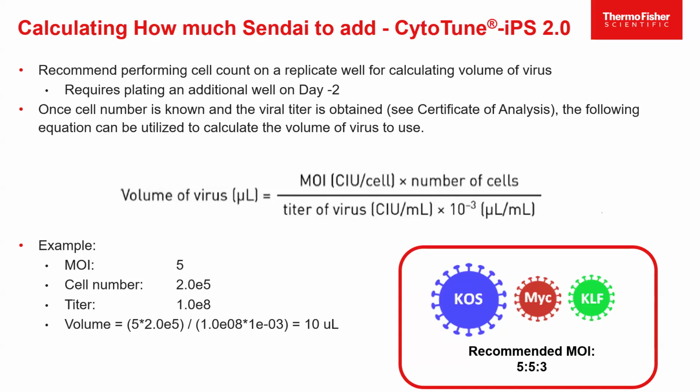Correct. Yeah, correct. For the most part, we try to keep at least the ratio the same, particularly for the KOS and the c-Myc. Sometimes the KLF4 vector can be manipulated or optimized a little bit further as well. But I will say, Tom, you brought up a really good point of why do we sometimes change or deviate from the recommended MOI, right?